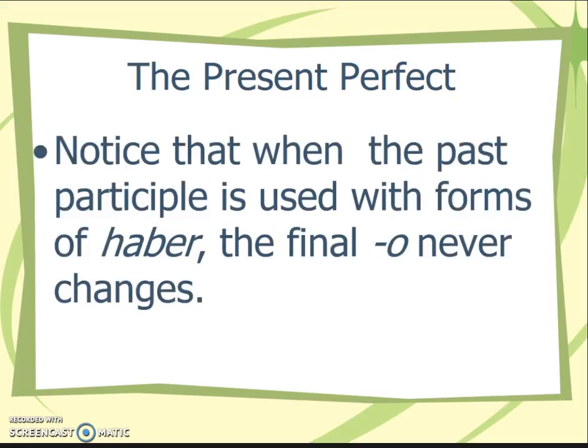When the past participle is used with forms of haber, the final O never changes. It stays in its masculine and singular form. Again, depending on which one of these videos you've watched first, participles as adjectives are adjectives, like it sounds, and adjectives must match their nouns in gender and number. But when I'm using those participles with the verb haber, forming the present perfect tense, those participles are now acting as verb helpers, and verb helpers never change.